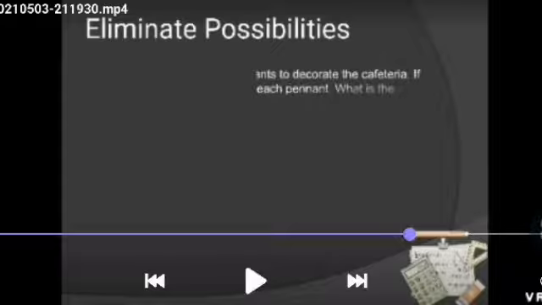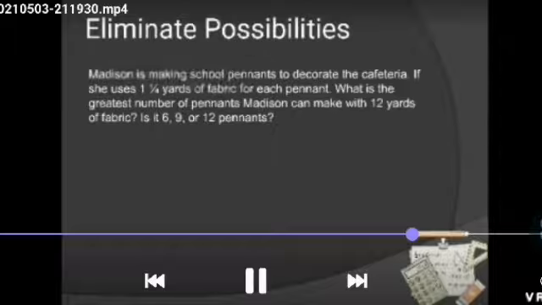We will now proceed to the next problem-solving strategy. Eliminate possibilities. Madison is making school pennants to decorate the cafeteria. If she uses 1 1/4 yard of fabric for each pennant, what is the greatest number of pennants Madison can make with 12 yards of fabric? Is it 6, 9, or 12 pennants?